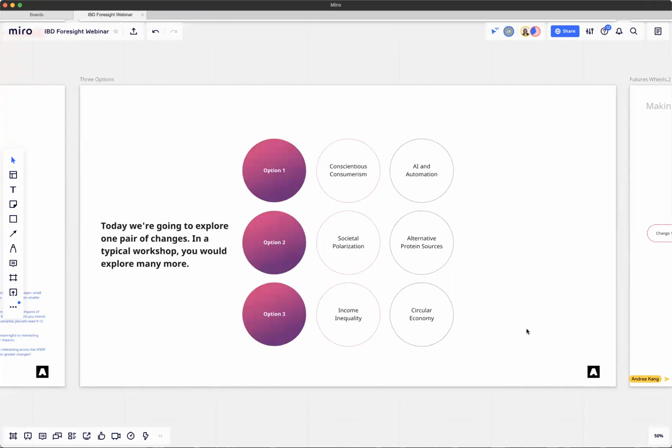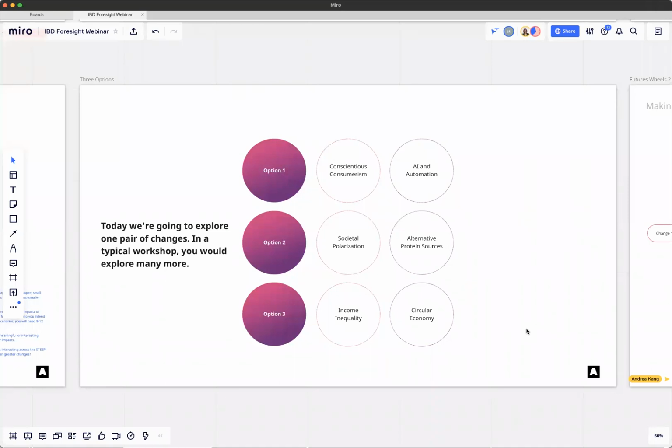We're going to pick 2 changes to work with, and these were derived from that list I showed you earlier. We're going to work within the future of grocery space, as I said, and we're going to pick 2 adjacent changes to work with. So option 1 is a pairing of conscientious consumerism. That's people making more moral or ethical decisions about the products they engage with, along with AI and automation. Option 2, increasing societal polarization combined with alternative protein sources. That's the lab-grown meat stuff. Option 3, income inequality and the circular economy.